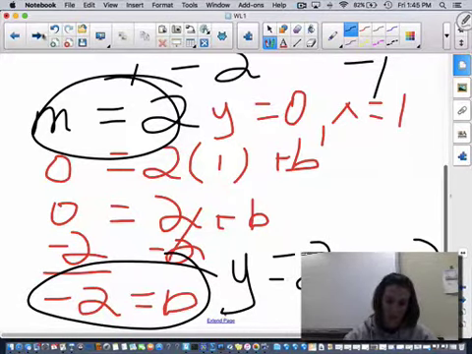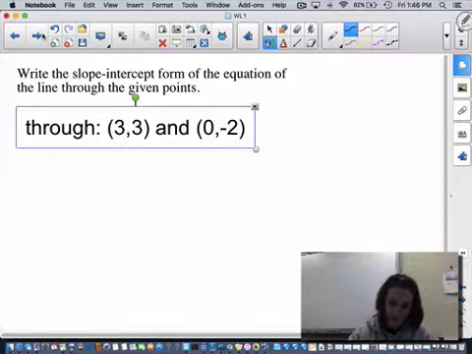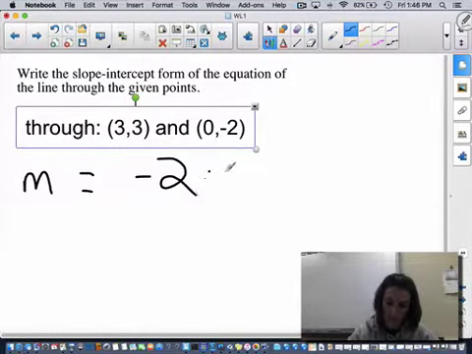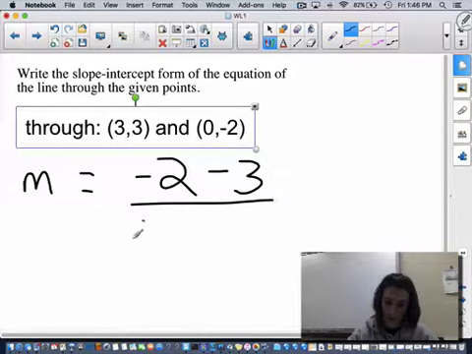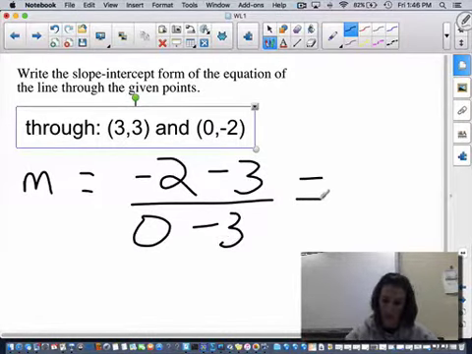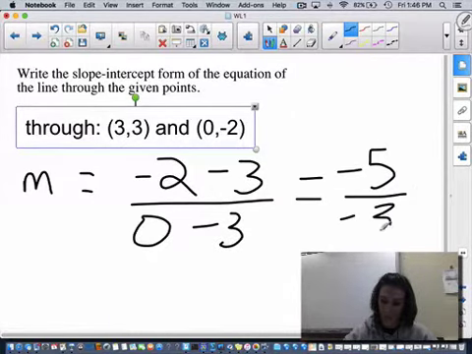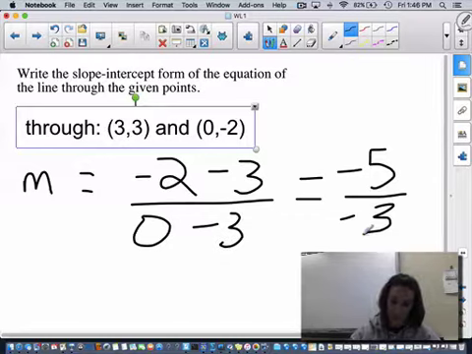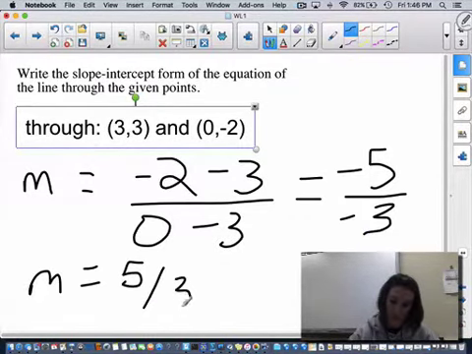All right, let's try another one together. M equals y2 minus y1 over x2 minus x1. Simplify. Negative 2 minus 3 is negative 5. 0 minus 3 is negative 3. Negative 5 divided by negative 3 is positive 5/3.